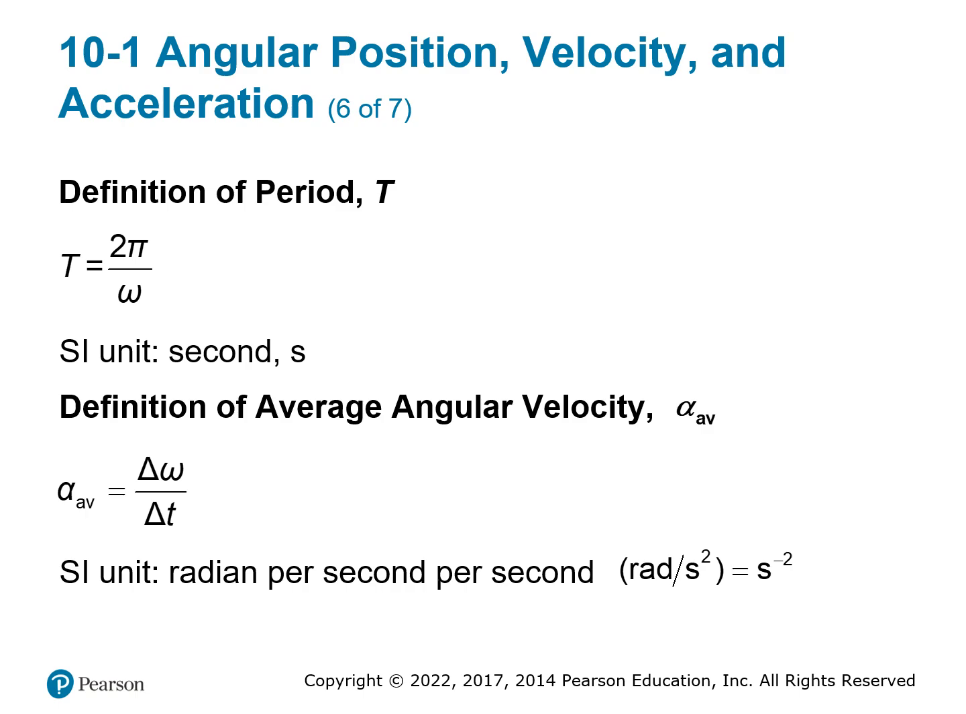Alright, then we have period of time. So period of time is how long it takes your object to revolve once, to do one full rotation, to go around in a circle once. And we represent that with capital T. So it's still T, it's still time. So you do that by doing 2 pi divided by your angular velocity. And since it's a time measurement, it's still measured in seconds as well.